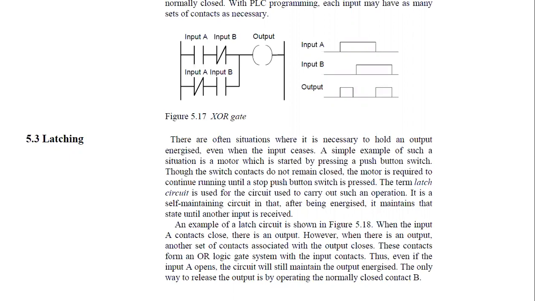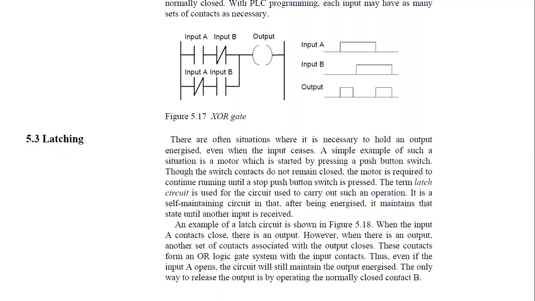Such a scenario is called latching. It is used to keep the motor running until the stop push button is pressed. Circuits that are characteristic of the previous condition are often needed in logic control.